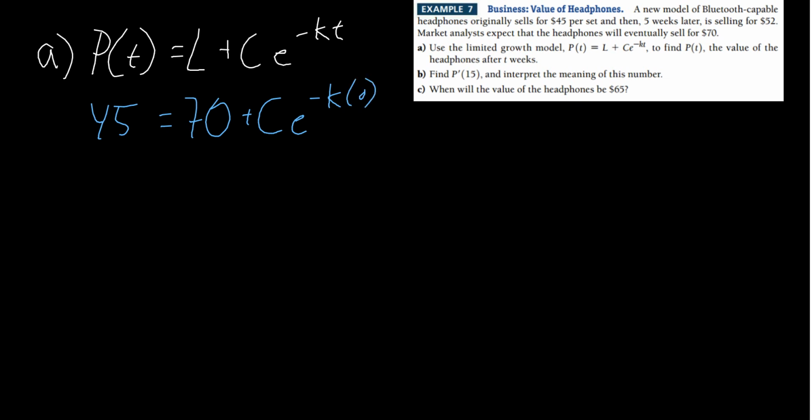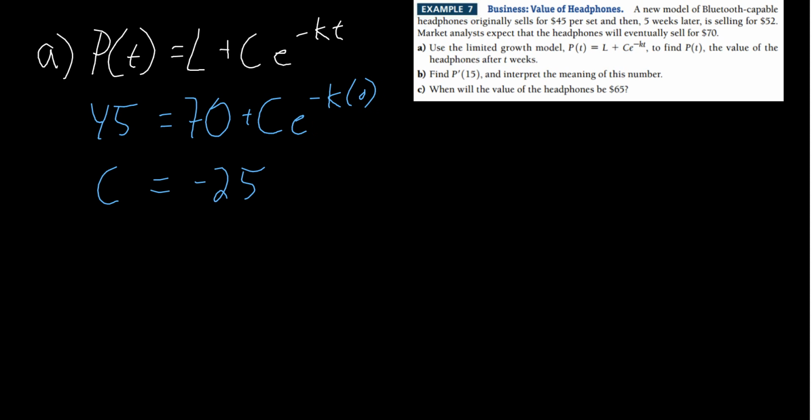So unlike the problem I had earlier where I was trying to find k and I multiplied k times 0, and it was like, we can't go this route, we're doing the opposite here, because we're trying to find C. Well, negative k times 0 is just 0. e raised to the 0th power is 1. C times 1 is C. So my equation is simply 45 is equal to 70 plus C. If I subtract 70 from both sides, I end up with C is equal to negative 25. Okay, so that's C. Now let's find k.